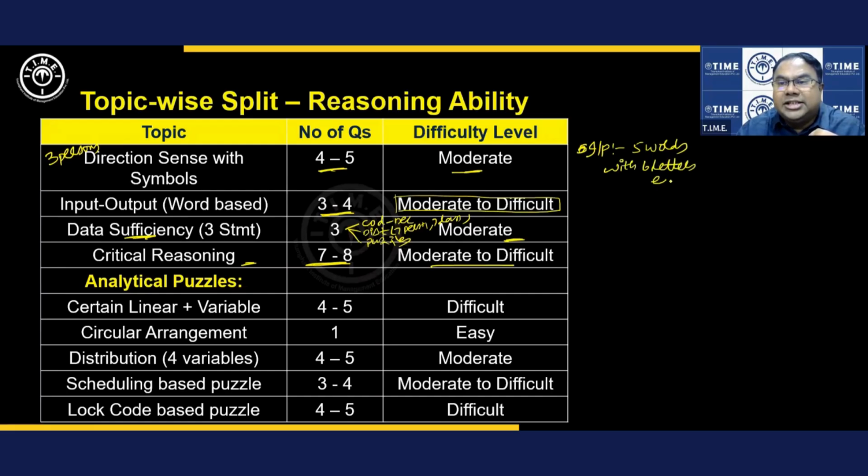5 words with 6 letters each. Step 1, he has arranged these words in reverse alphabetical order. Out of these 5 words, 3 were starting with consonants in the input and 2 were starting with vowels. So these were arranged in reverse alphabetical order.